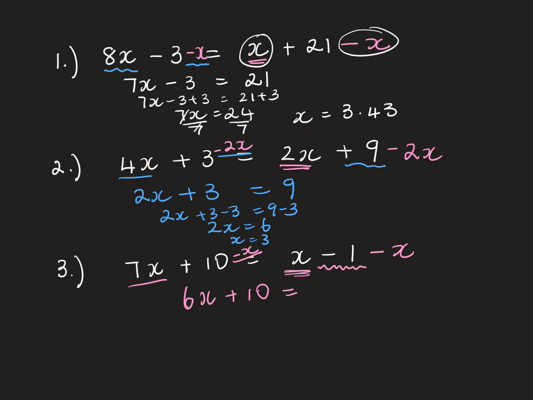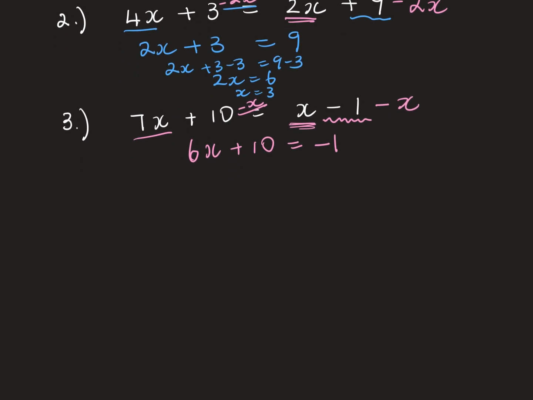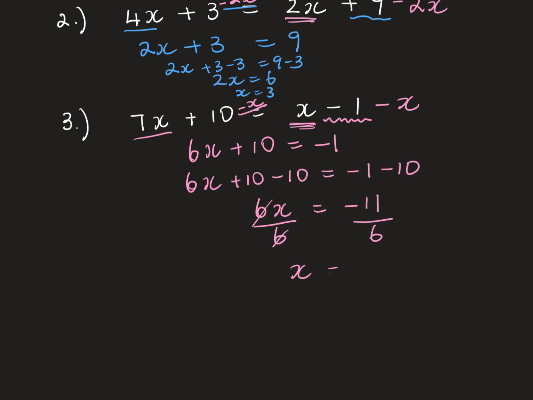Don't be tricked up here. This is a -1. Anyone get tricked by that? So 6x plus 10 minus 10 equals -1 minus 10. This is not going to be a nice answer. 6x, put that in your calculator if you're not good at those operations. 6x is -11, divided by 6, which will give me something horrible, -1.83. It's a yucky answer, but it's not wrong.